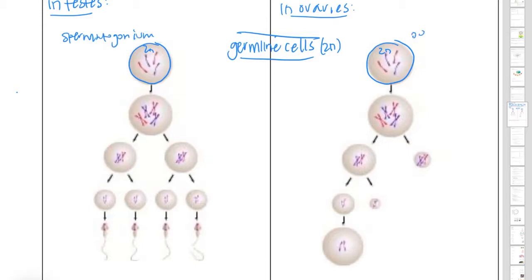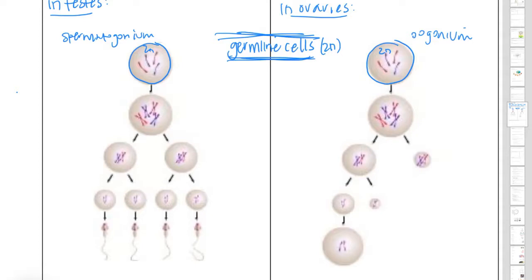More specifically, on the male side, biological male, this is called spermatogonium. And on the female side, this is called an oogonium. But you don't necessarily need to know specifically what the germline cells are called. You just need to know that those are germline cells. So they're specialized cells that are going to go through the process of meiosis.